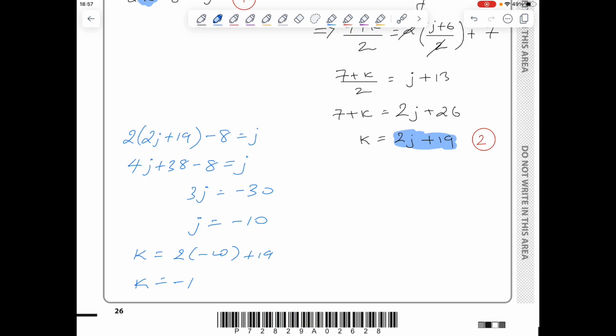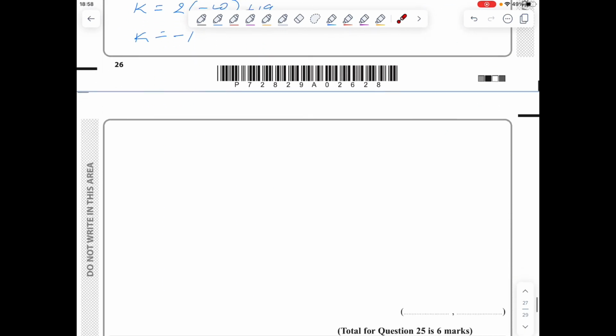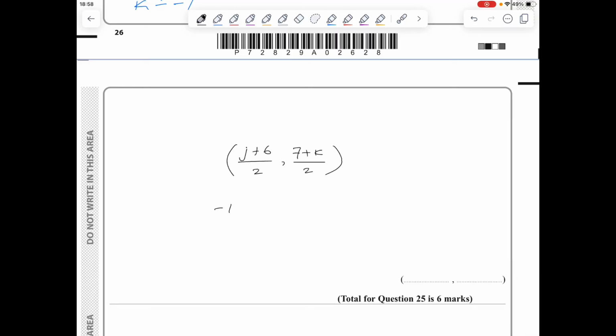So now all that is left is to take this formula and replace the values of j and k I found. So (minus 10 plus 6) over 2, comma, (7 minus 1) over 2. Simplify this to get minus 2, 3, and these are the coordinates of the midpoint.